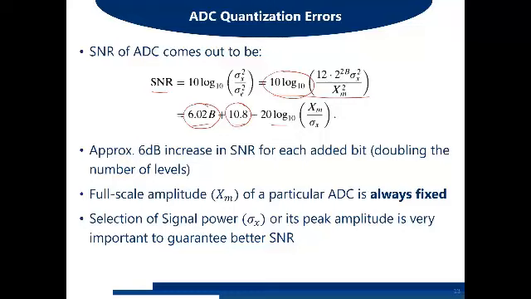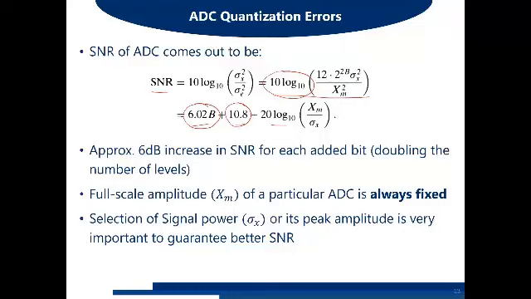And remember, each added bit will double the number of levels. For example, if we have 2 bits, then the number of levels is 4. If we increase 1 bit and we make 3 bits, then the number of levels becomes 8. So it will be 4 into 2 equal to 8. So that means the number of levels is doubled, and so on.